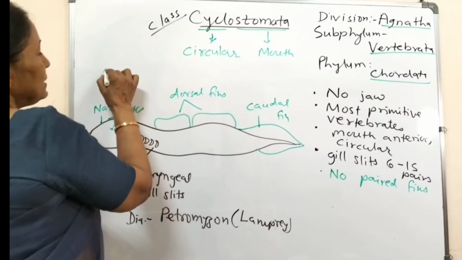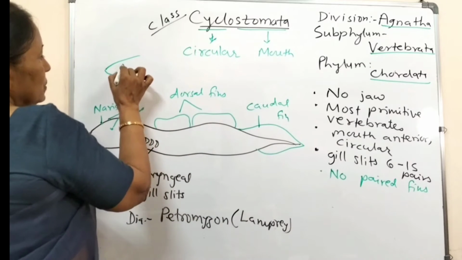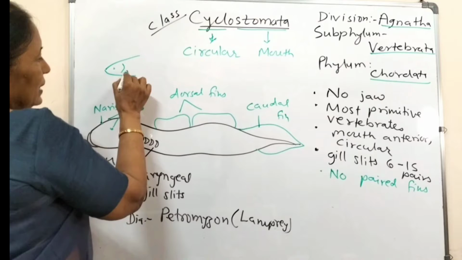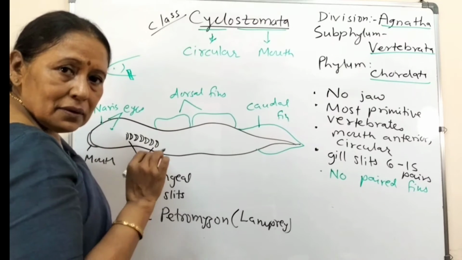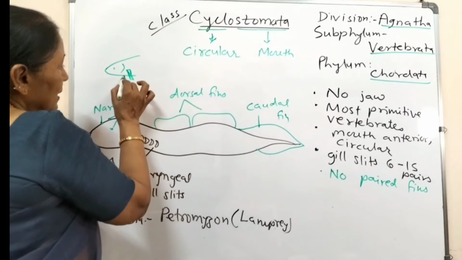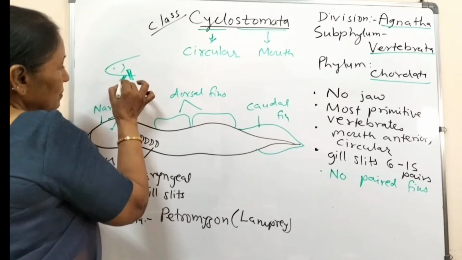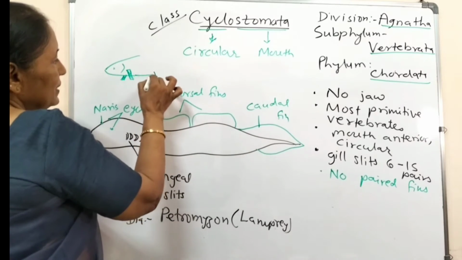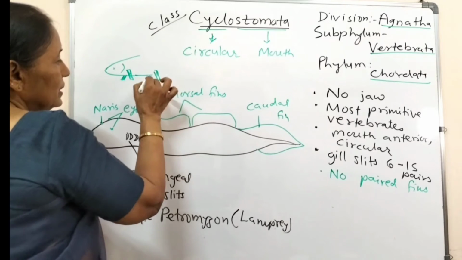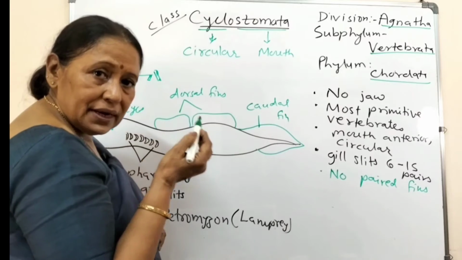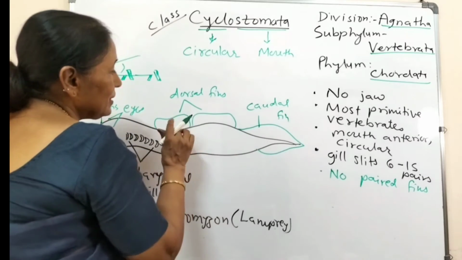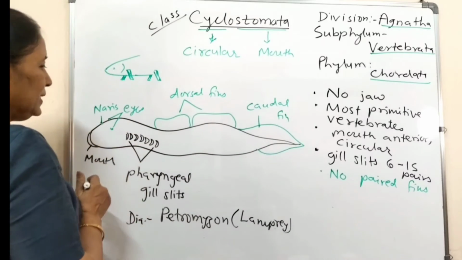In case of fishes, if this is the fish, here it is one pectoral fin, then on the other side also there is one pectoral fin. Here if it is the pelvic fin, then on the other side also this is the pelvic fin. So they have paired fins, whereas here it is only an unpaired fin.